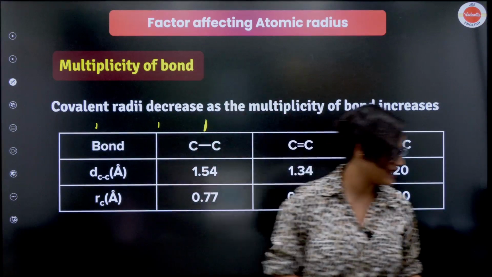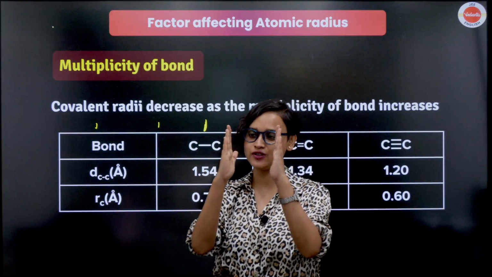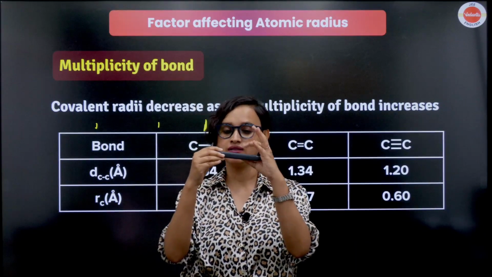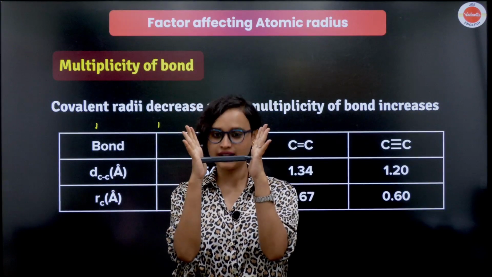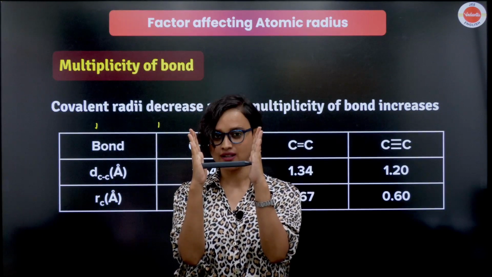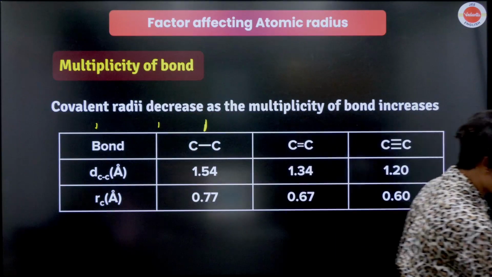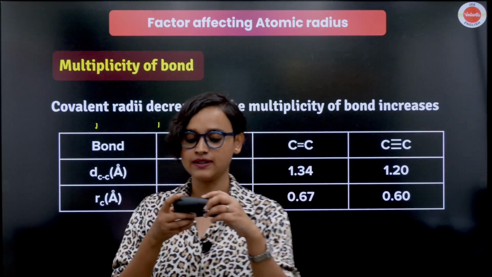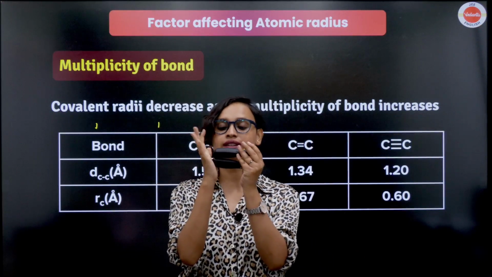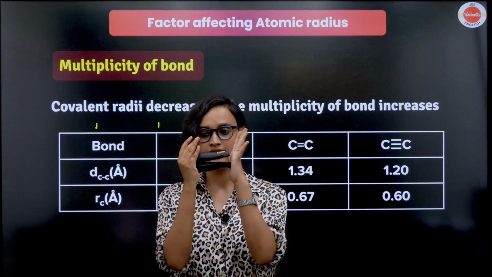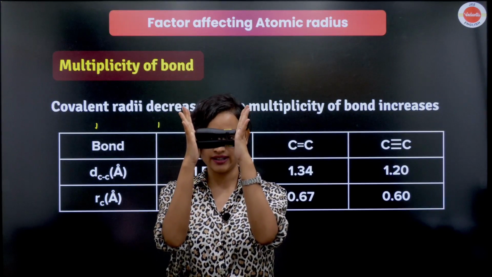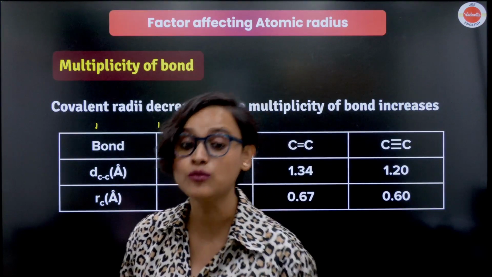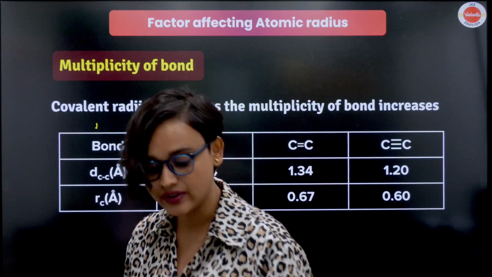Same like this, if I have 2 atoms here, and I just have to bond them with one bond like this, then the bond length is more. But when there are 2 bonds between the atoms, the bond length decreases. The bond length has decreased. But if there are 3 bonds, now the bond length will decrease even more.